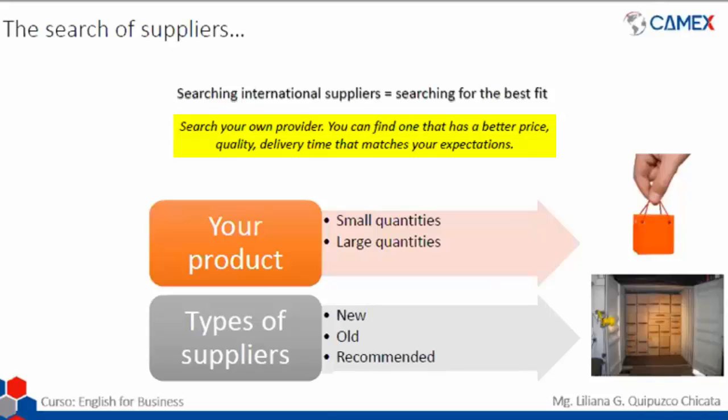So if you find your own provider or your own supplier, you're going to be able to find someone that is going to match all your expectations, so you're going to be completely satisfied. So in this case, there are some details that we are going to see when we are looking for a supplier. First, you have to look at your product.